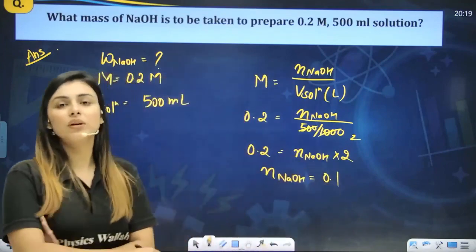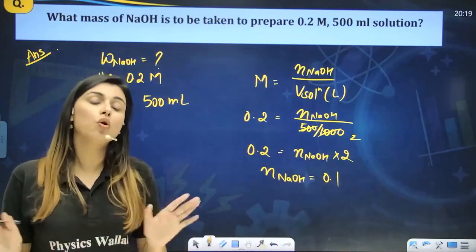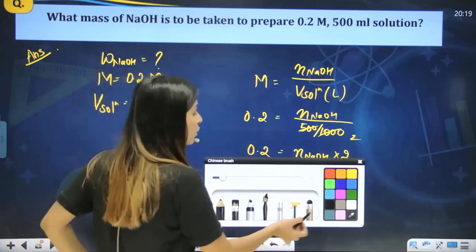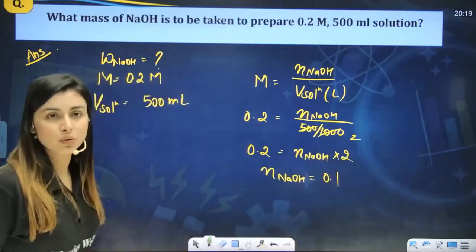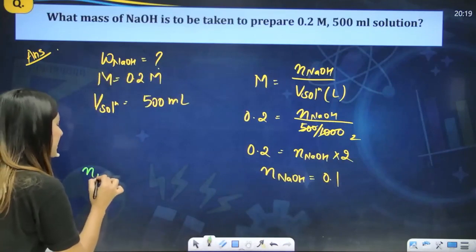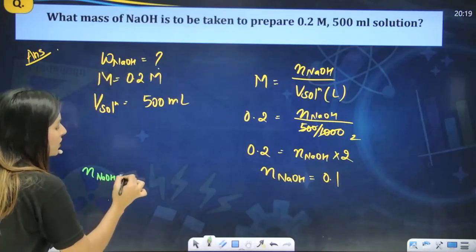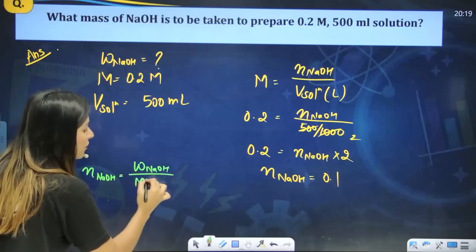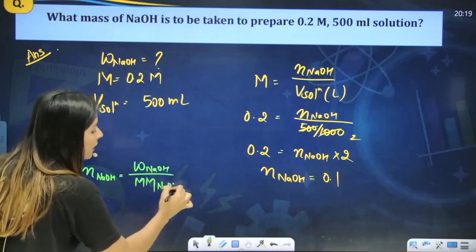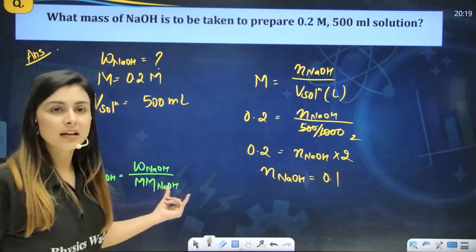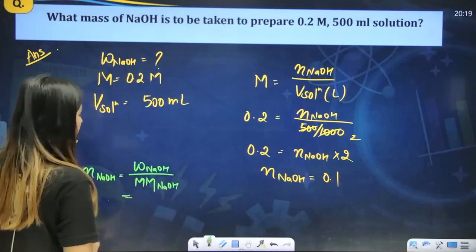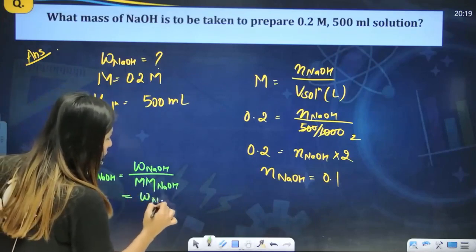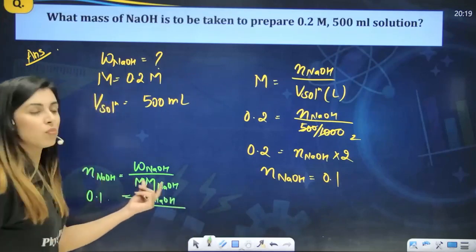So you have calculated the moles of NaOH, but you don't want moles of NaOH. You need mass of NaOH. But my dear students, when we studied moles calculation in terms of mass, we said that moles of NaOH will be equal to given mass of NaOH upon molar mass of NaOH. So we know moles, which is 0.1. We can calculate the mass of NaOH if we know the molar mass of NaOH.